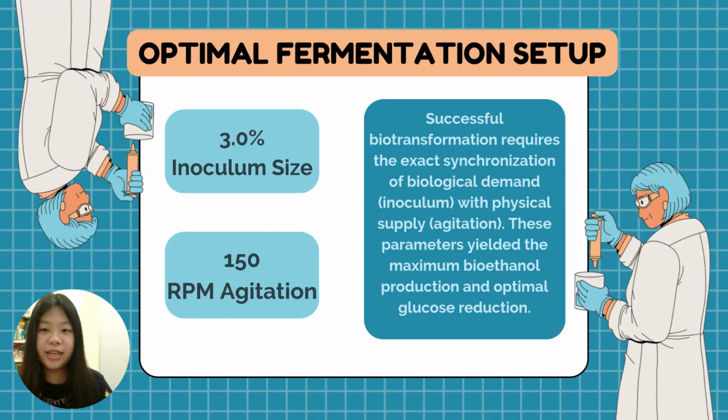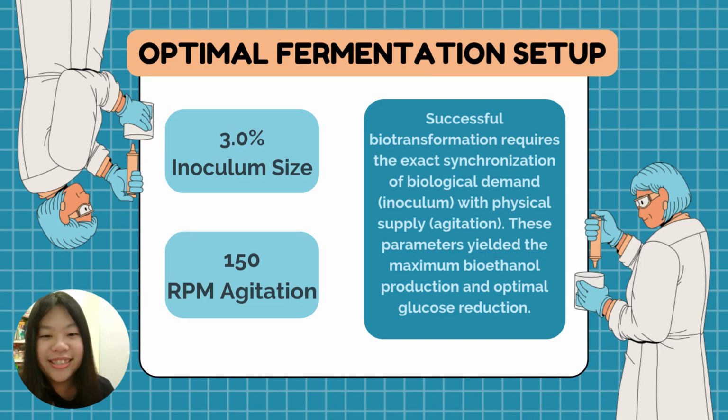Bringing both parameters together gives us our optimum fermentation setup. The data confirms that successful biotransformation requires the exact synchronization of biological demand, the inoculum, with physical supply, which is the agitation. By combining a 3% inoculum size with a 150 rpm agitation speed, we achieve the perfect synergy. These parameters yield the maximum bioethanol production and the optimal glucose reduction for our system.